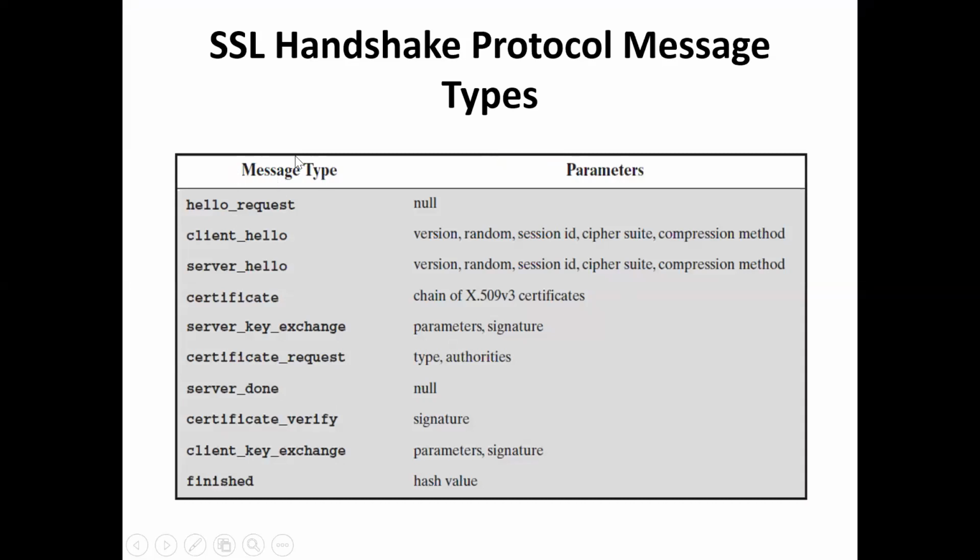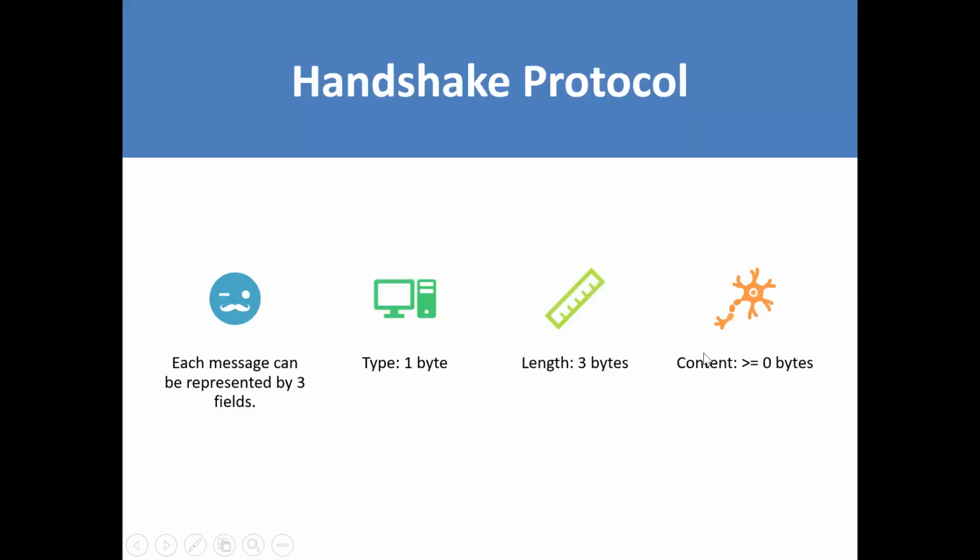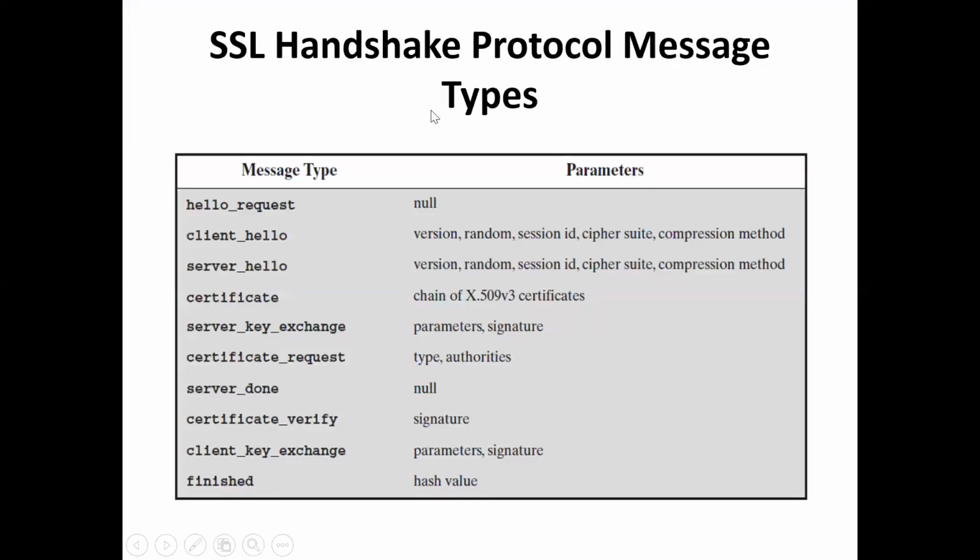First one is message type. What message type does it indicate? It takes one byte of memory, so it takes one type of message out of the 10 messages. Then length is the length of the particular message. Then next is the parameter, that is content, greater than or equal to 0 bytes. So these are the parameters associated with this particular message. This is the handshake protocol.